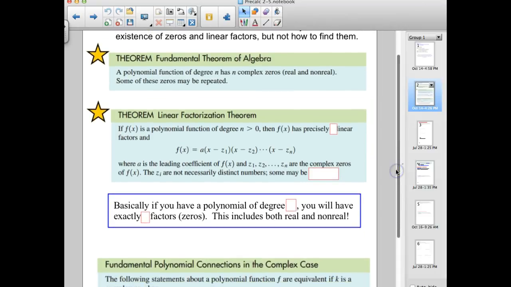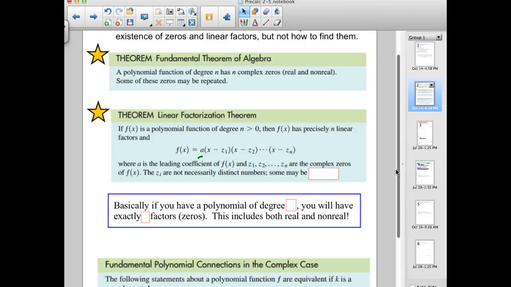And then the second theorem is the linear factorization theorem. It says if f of x is a polynomial function of degree higher than 0, then f of x has precisely n linear factors, and each of those factors can be written down. We may have a leading coefficient here. That might just be a 1, but we may end up with a number there. And then the z1, z2, etc. are all of your complex zeros.